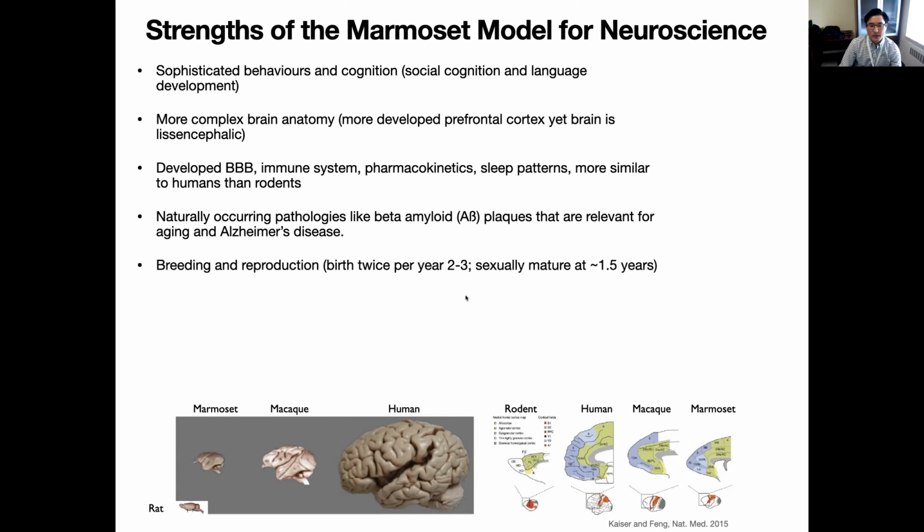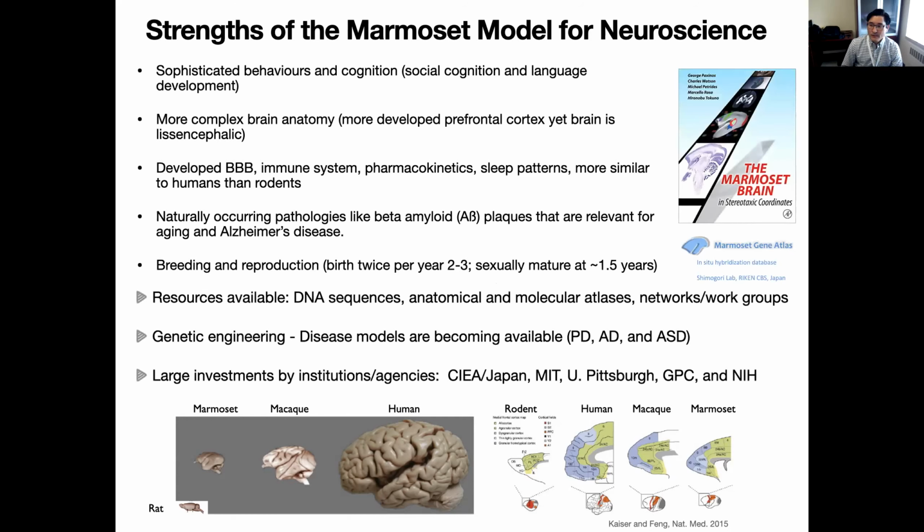As I mentioned earlier, breeding and reproduction of marmosets is fairly rapid. They give birth twice per year, and usually to 2 or 3 animals. And marmosets can become sexually mature by about 1.5 years of age.